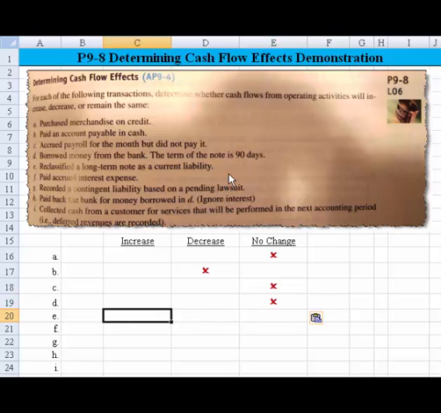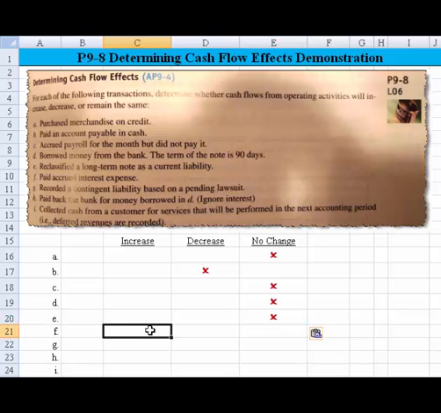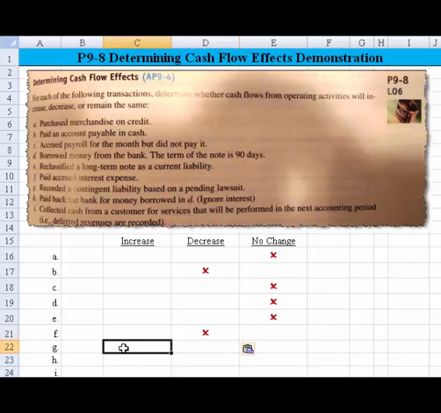Let's look at E. We reclassify a long-term note as a current liability. Again, this is simply an accounting entry or a bookkeeping entry, but there's no impact on cash. So nothing would be reflected in the operating activities as a result of that transaction. Transaction F. We pay accrued interest expense. Well, accrued interest expense is part of our normal operations, and since cash leaves us, it's a decrease.